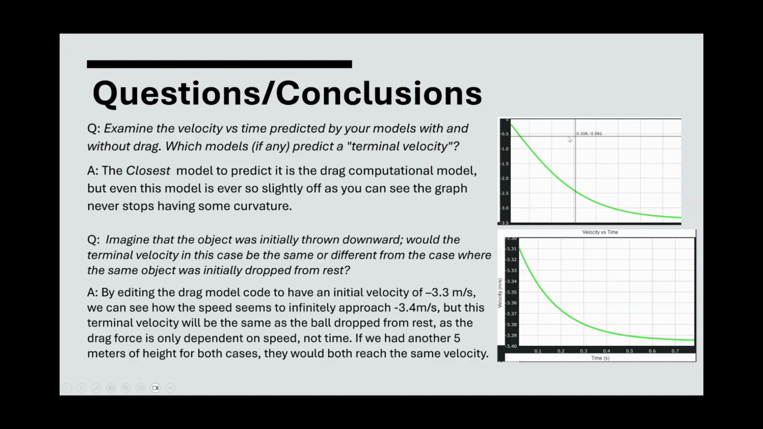So this is the velocity versus time graph. You can see how this graph wants to start approaching and be constant at roughly 3.4, but it always has a curve and it doesn't seem to even out.